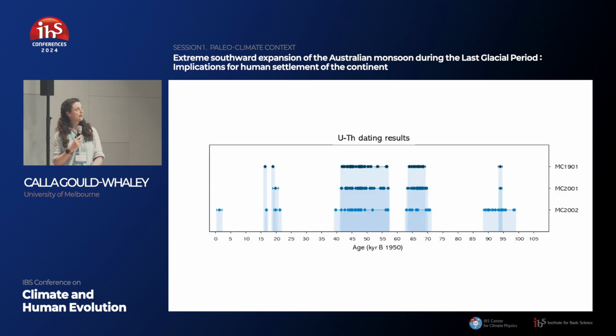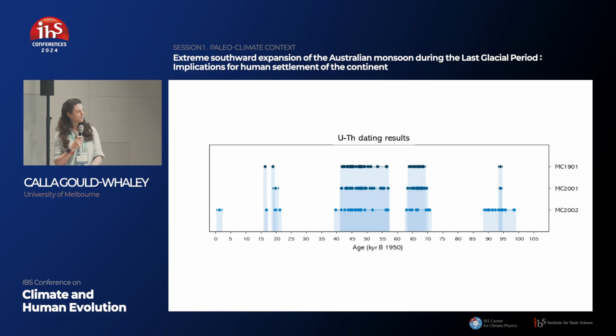So here are our uranium-thorium dating results from the three pendulites. So we have MC1901 at the top, which sat highest in the cave, so it was only flooded by the most extreme cave flooding events. Then MC2001 in the middle, and then MC2002 down the bottom, which sat lowest in the cave, so it was flooded by pretty much all the cave flooding events.